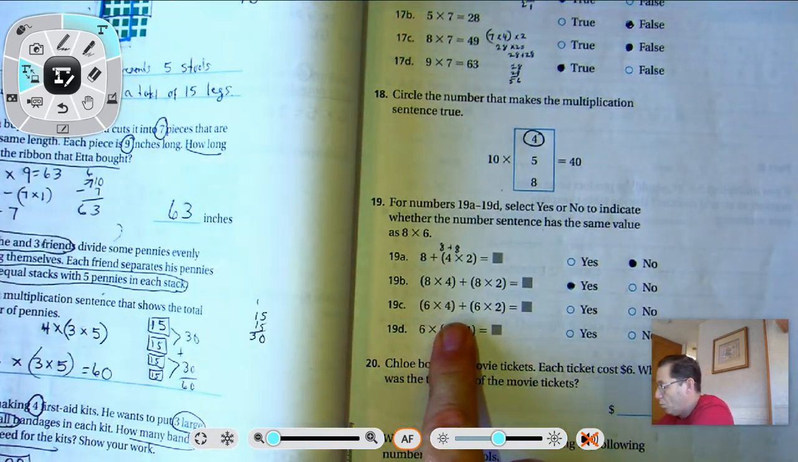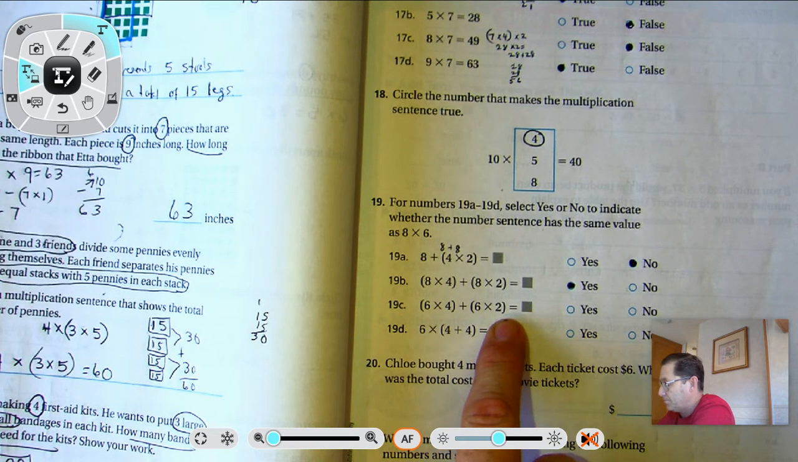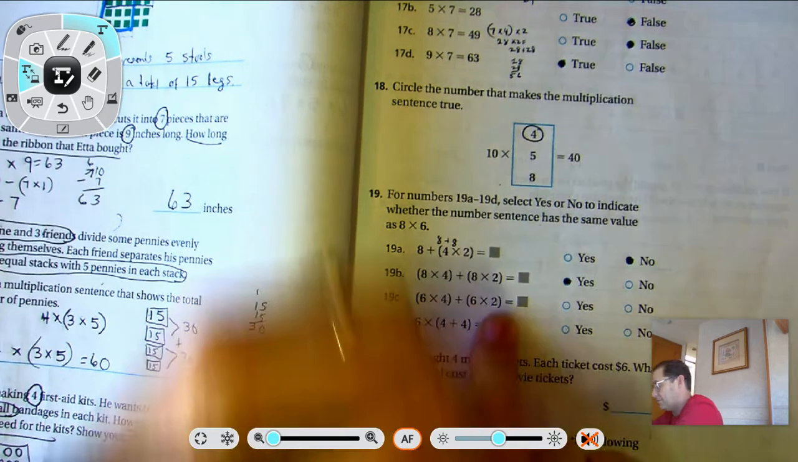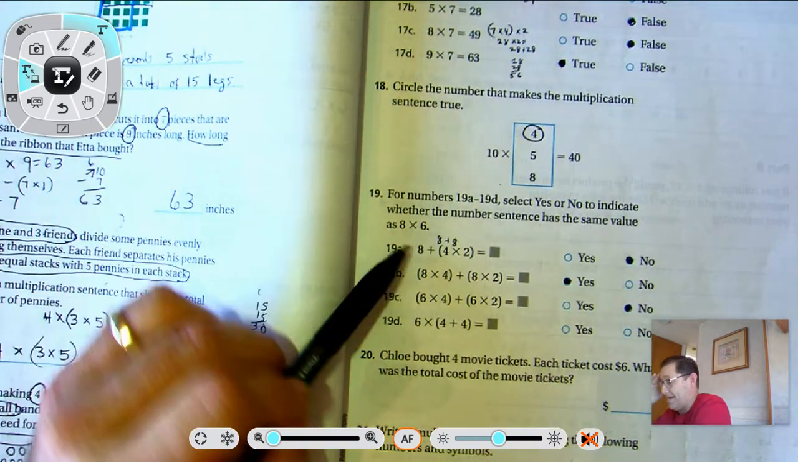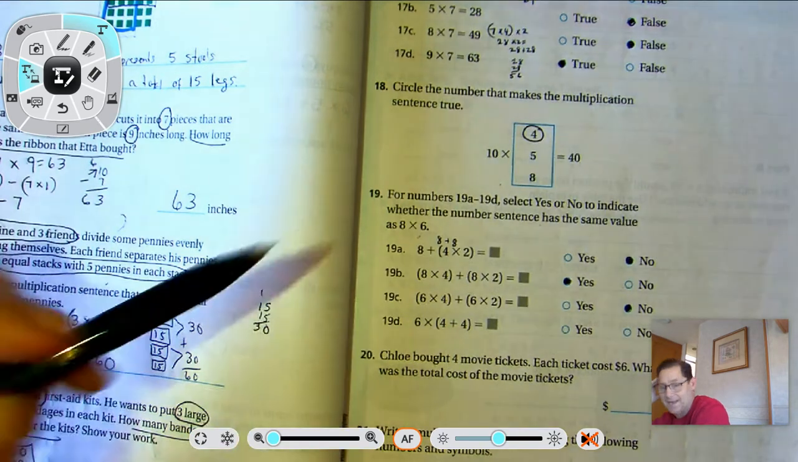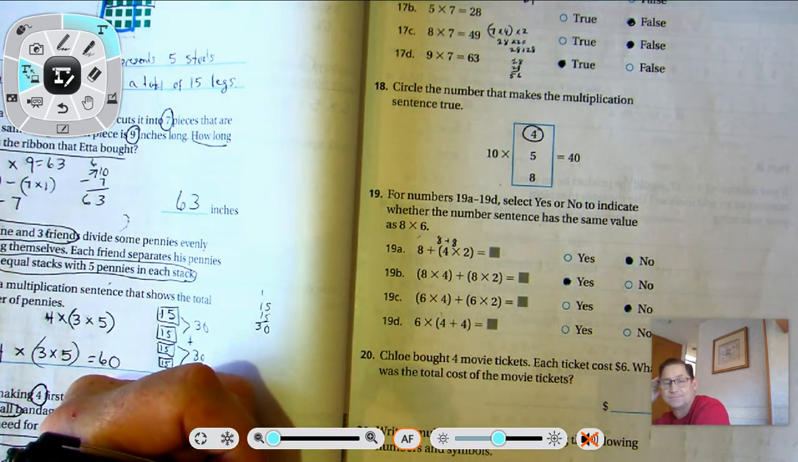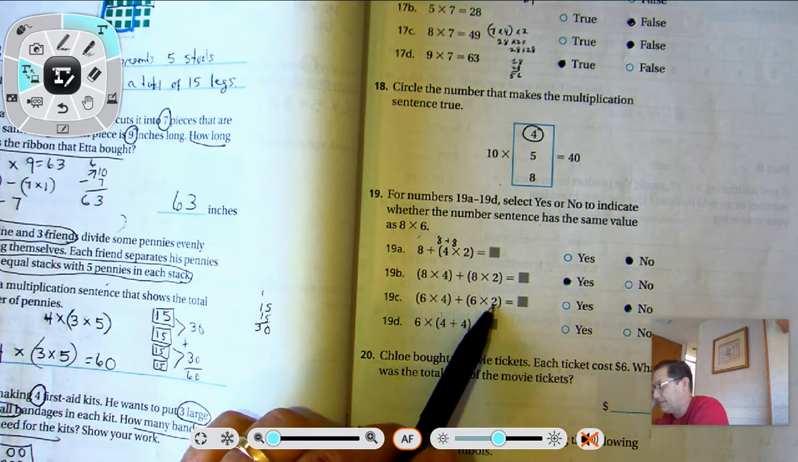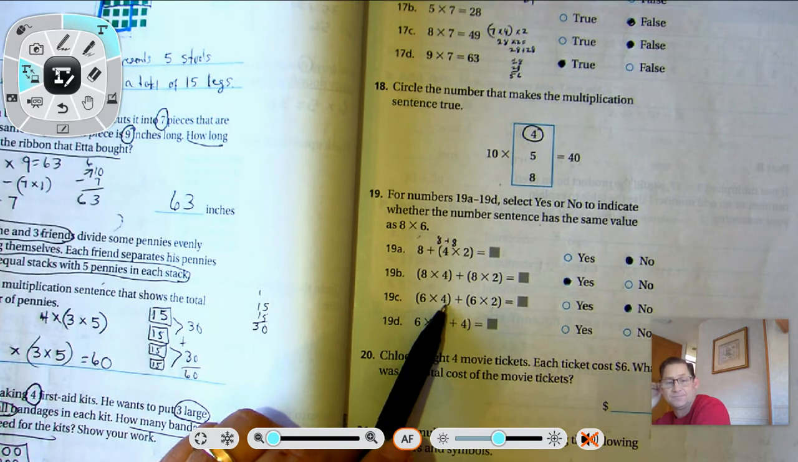6 times 4 plus 6 times 2. Well, 4 plus 2 is 6, not 8. So no, that one's not correct. I can break up the 8, but it would have to have a total that adds up to 8. Here, 4 plus 2 is not 8. So they would have had to have 6 times 4 here, or 6 times 6 here.